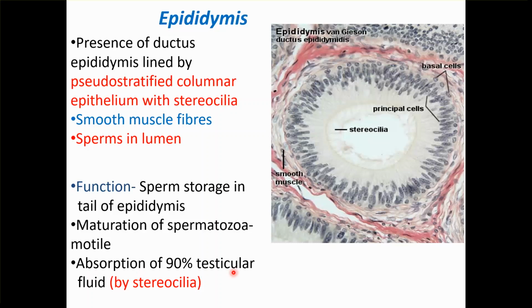And then absorption of 90% of testicular fluid by the stereocilia. So this is the function of stereocilia. So what is a stereocilia? Why is it present in the epididymis? It helps in absorption of 90% of the fluid which is coming from the testis. So it basically concentrates it, and it matures the sperm.